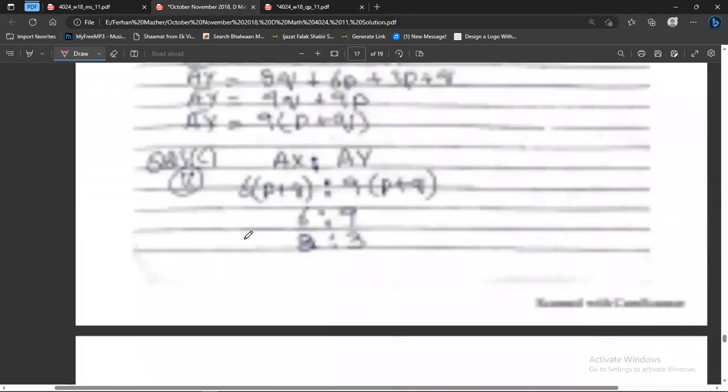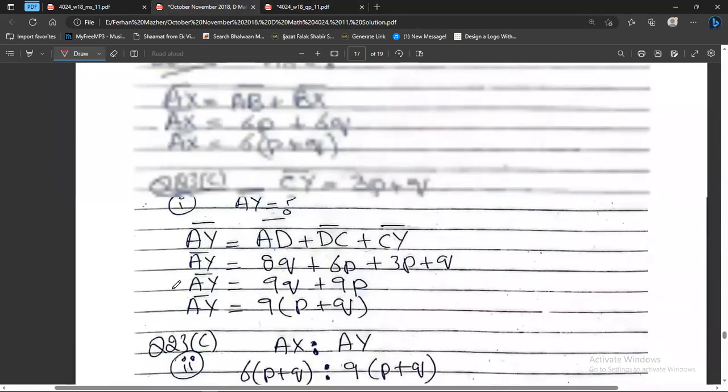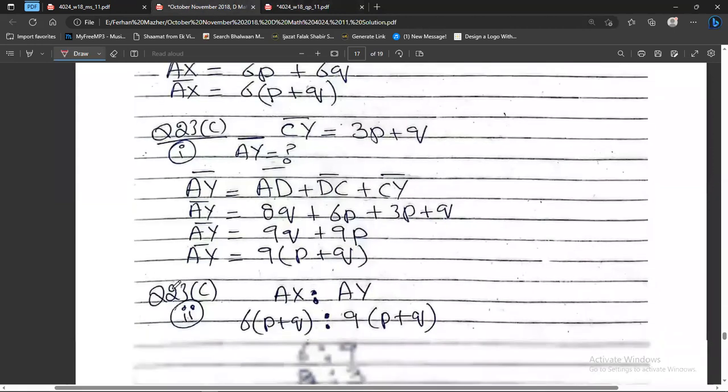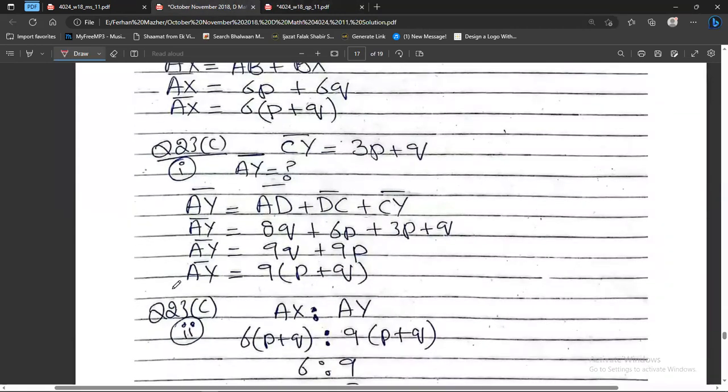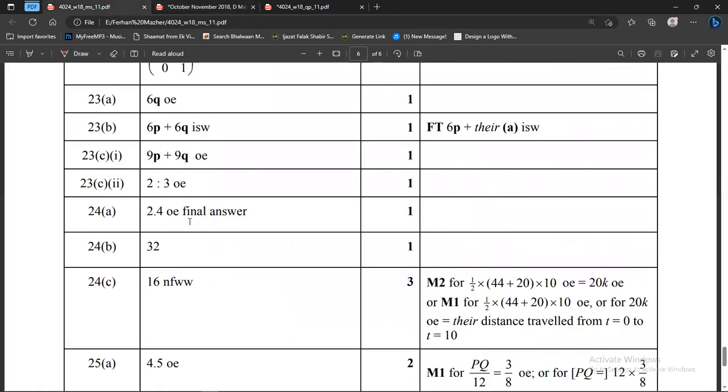Okay, very simple. I know all these values. AX, I have already found that value. AX is 6 bracket P plus Q, bracket close. AY we just found, that is 9 bracket P plus Q, bracket close. So this P plus Q will be cancelled. So you are left with the ratio 6 to 9. Cut it with the table of 3, so you will have the ratio 2 to 3.